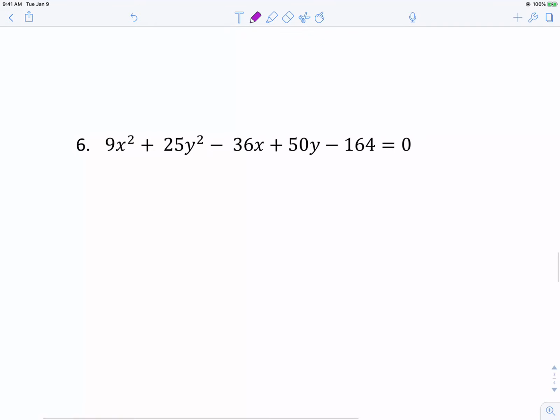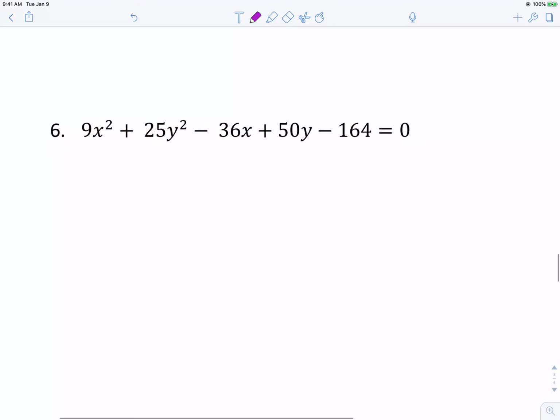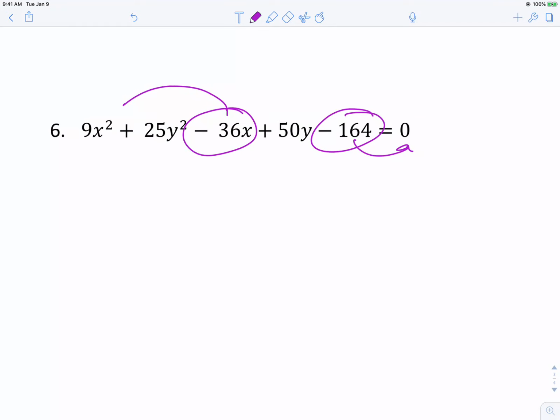Let's go for it. How do we convert this into our graphing form? Holy cow. All right, first of all, the constant can't be there. It's got to get kicked out to the other side. And we want to complete the square, make a perfect square trinomial. So I'm going to group the x's together: 9x squared minus 36x, plus 25y squared plus 50y equals 164.